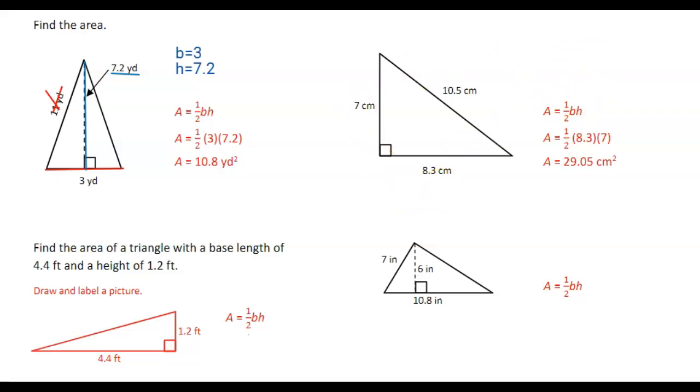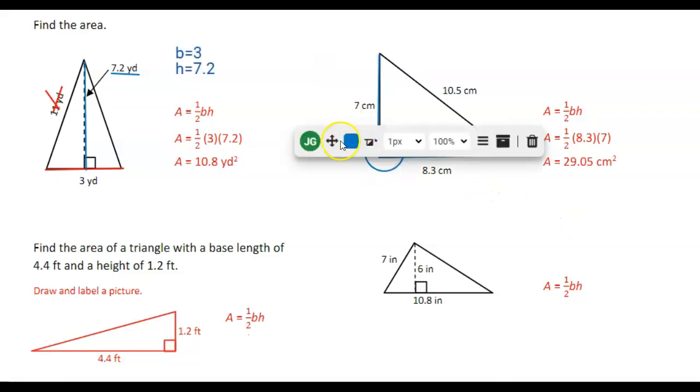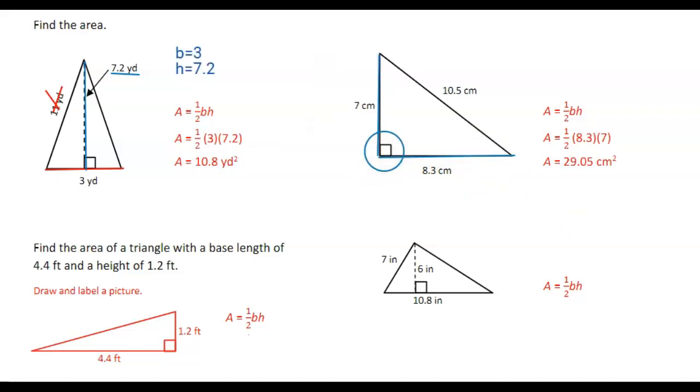And then for our second one, please note that you should have used 8 3/10 as your base and 7 as your height, because once again, we are looking for this 90-degree corner right here. And then we know that our height is going to be a straight perpendicular line from the base, which is 7. 8 3/10 times 7 divided by 2 will give you an area of 29 5/100 centimeters squared.